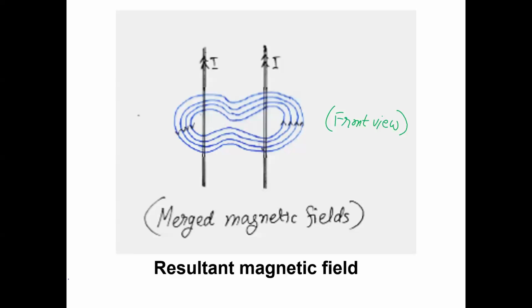The two fields merge, and this is the front view. Draw the lines neatly. Now, this is the front view.